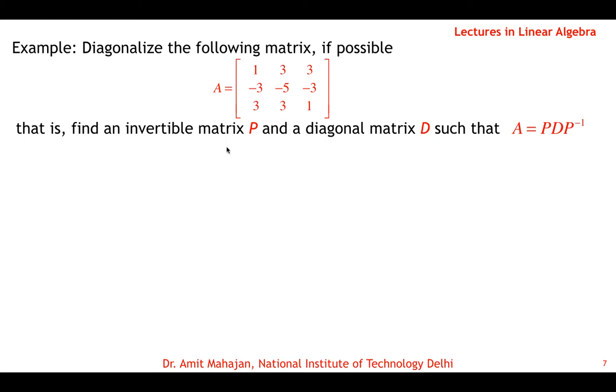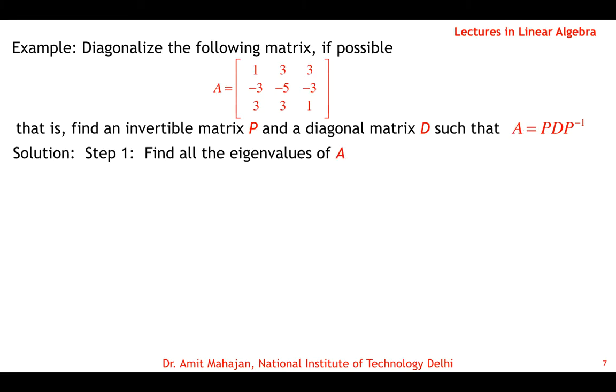So the steps are simple: you first calculate the eigenvalues, then you calculate all the eigenvectors. If the eigenvectors are sufficient, that means of the same size as the matrix, for a 3 by 3 matrix, if you get 3 eigenvectors, then you can diagonalize the matrix and write it in this form with P as the matrix of eigenvectors and D as the matrix of eigenvalues. Otherwise it is not diagonalizable and you cannot write this.